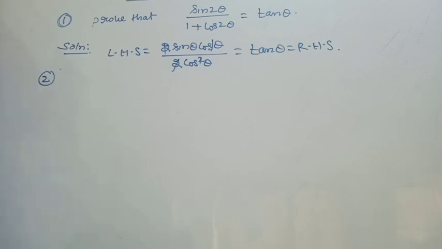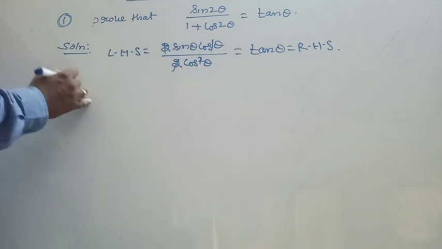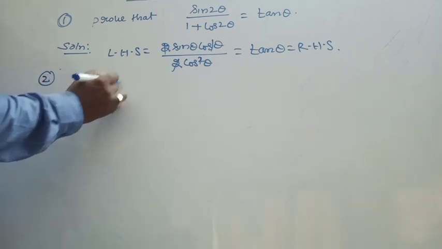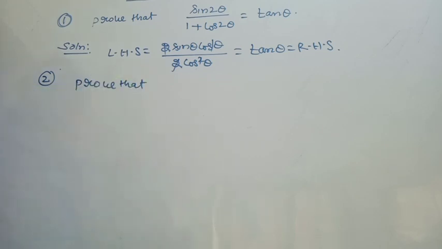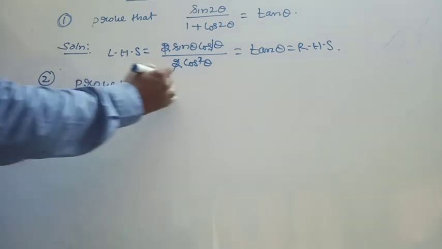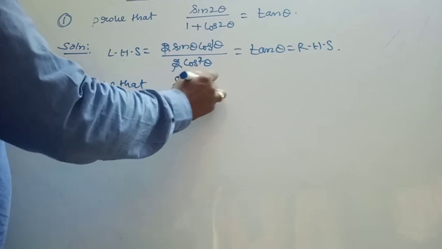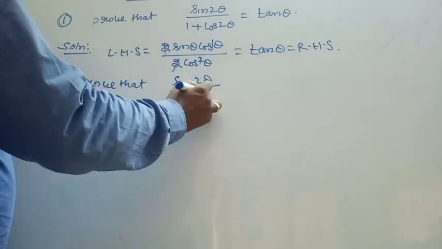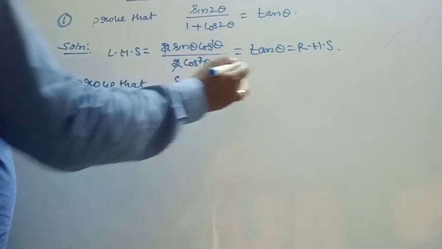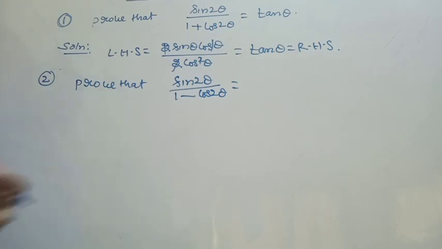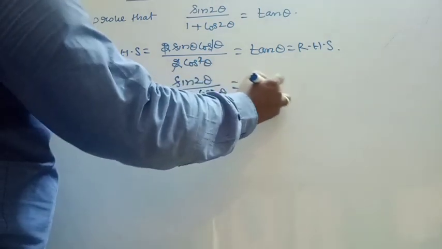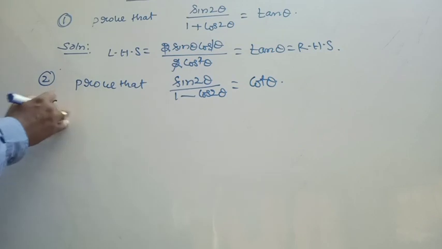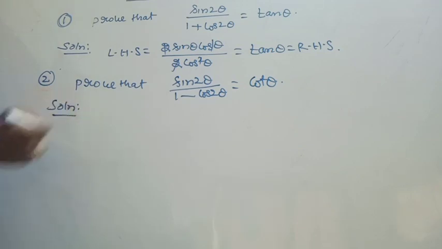Like this. Now we have one more problem. Prove that sin 2 theta by 1 minus cos 2 theta equals cot theta. You are required to prove it as cot theta. Now see how you will prove this.